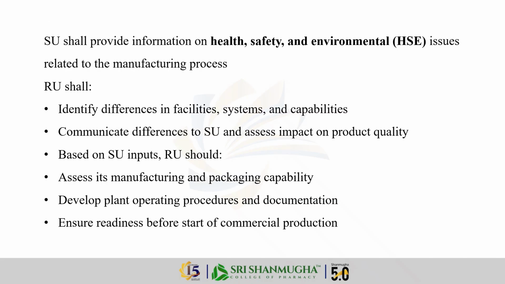The sending unit shall provide information on health, safety and environmental issues related to the manufacturing process. The receiving unit shall identify differences in facility systems capabilities, communicate differences to the sending unit and assess impact on product quality based on sending unit inputs. The receiving unit should assess its manufacturing and packaging capability, development plant operating procedures and documentation, and ensure readiness before start of commercial production.